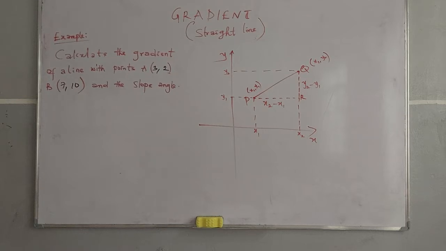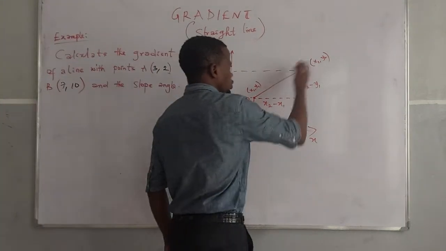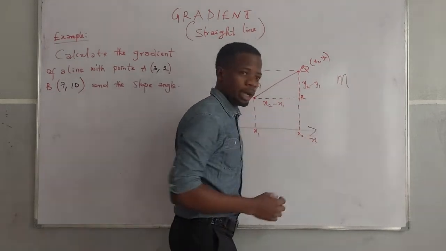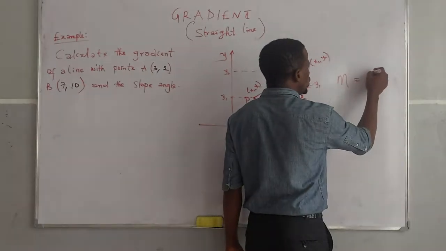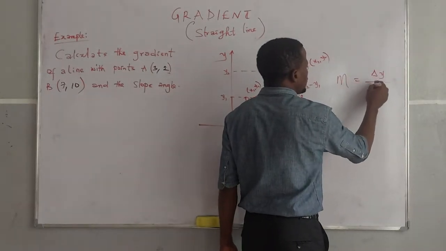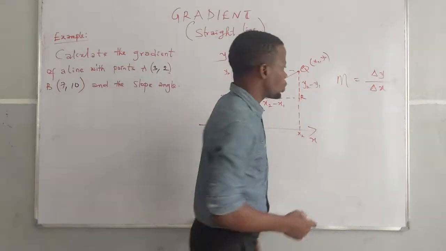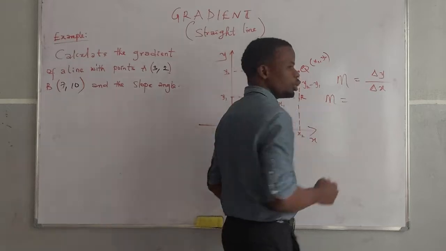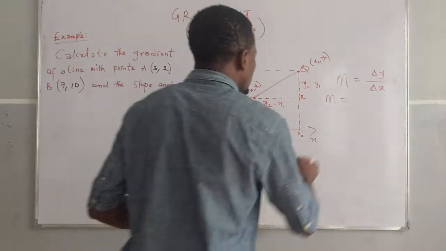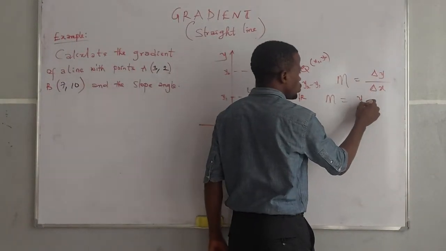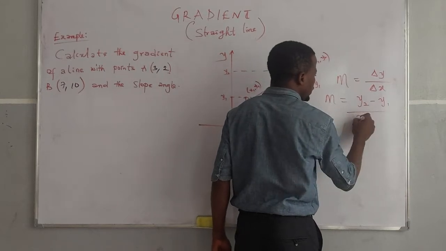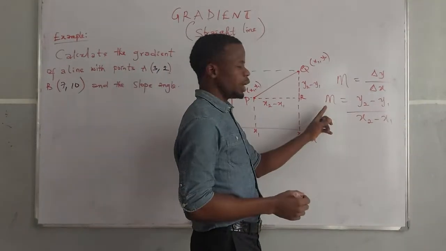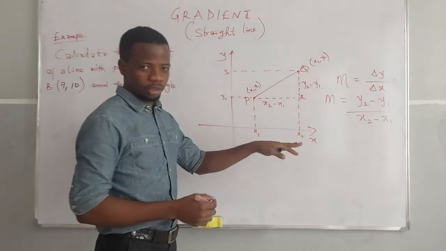Good. So with this, you can get the gradient of our straight line. The gradient of PQ, which we denote by m, is equal to change in y divided by change in x. That implies that the gradient is equal to y2 minus y1 divided by x2 minus x1, right?